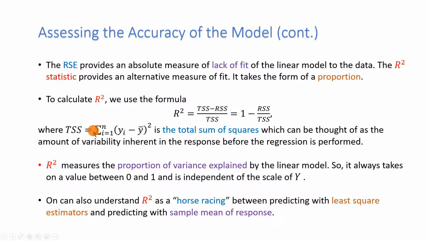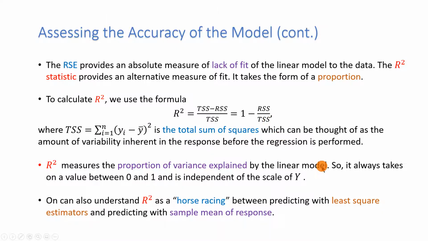So if you divide this summation by n minus 1, this is actually the sample variance of your yi, right? And the residual sum of squares is simply the form which we defined in the previous slide, right? And you can simplify the calculation of R square. If you divide RSS by TSS and subtract the ratio from 1, the R square can be calculated by 1 minus the ratio between your residual sum of squares and your total sum of squares, okay?